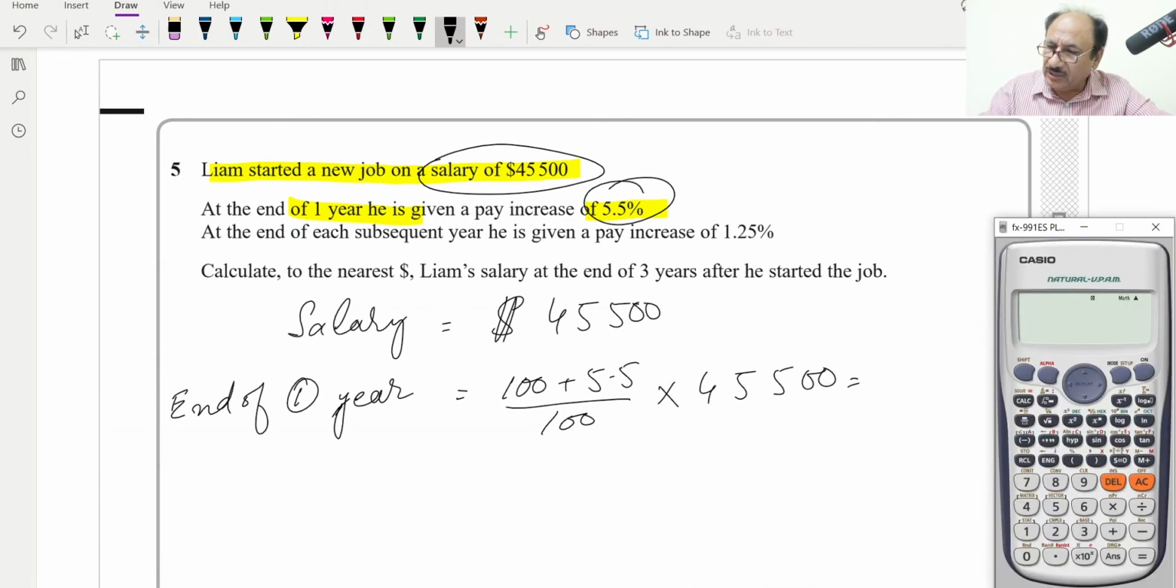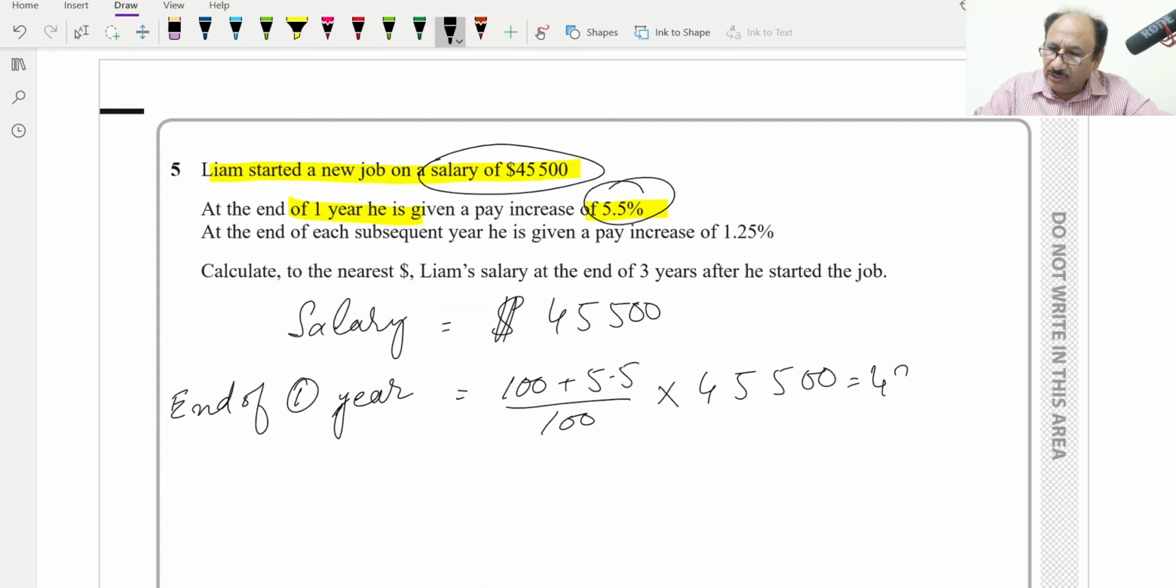So this will be the salary after 1 year: 100 plus 5.5, divided by 100 and multiplied by 45500, and this is equal to 48002.5. Yes, so 0.5.